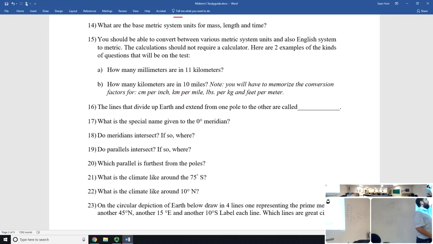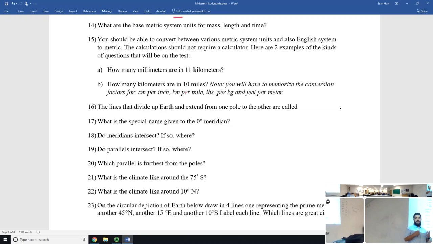How many kilometers are in 10 miles? There are 1.6 kilometers in a mile, so the correct answer would be 16 kilometers. Probably this is going to be multiple choice, and it'll just be like this: how many kilometers are in 10 miles? 16, 160, 1,600, or something like that. Do you see what I mean?